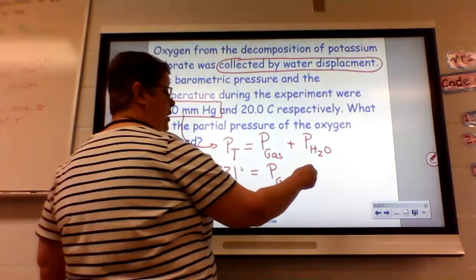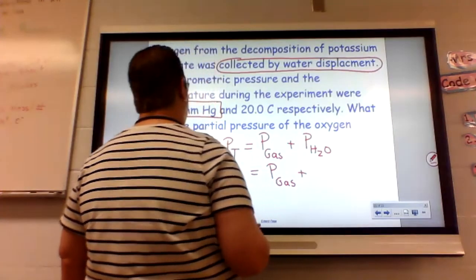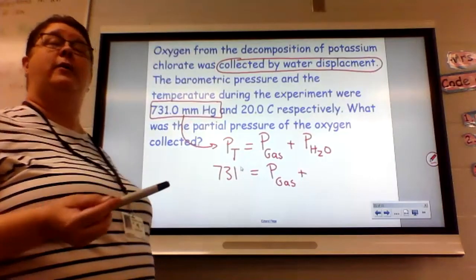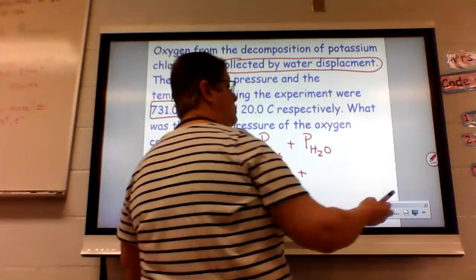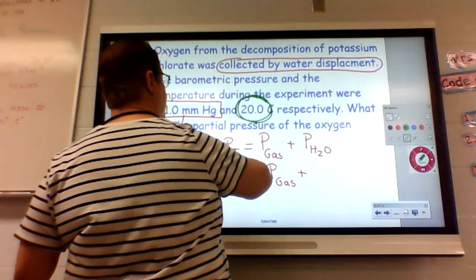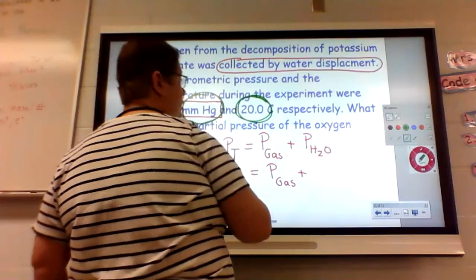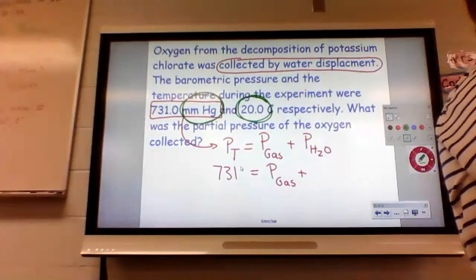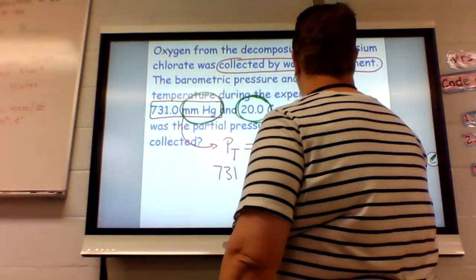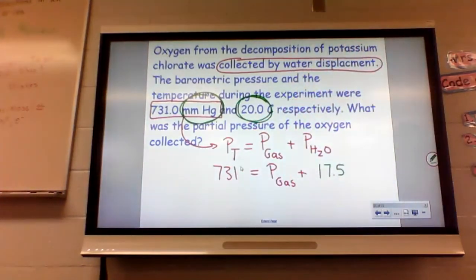All right. So we have to find the number on the chart. Now, this is millimeters of mercury, right? So we're going to look in the column that says millimeters of mercury, and we have to find the temperature. Our temperature is 20, and we need millimeters of mercury. So on your chart, find 20 degrees, find millimeters of mercury, and what number do you see? 17.5. Everybody got it? Yeah.